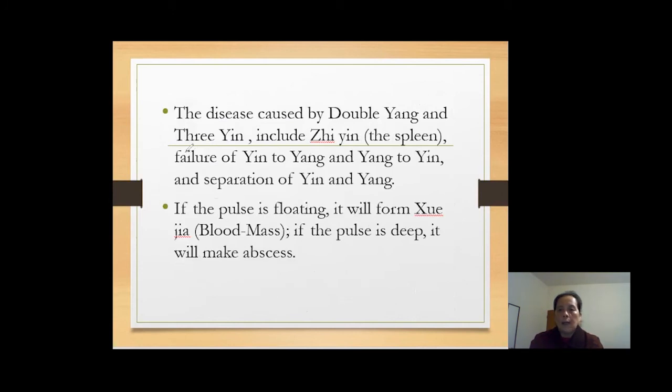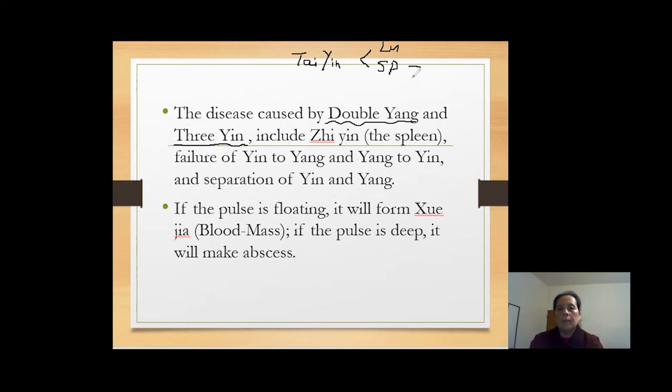Then we say, the illness, double yang and the three yin together. Three yin. We say tai yin. Tai yin, we have two organs in there. Hand tai yin is the lung. Foot tai yin is the spleen.